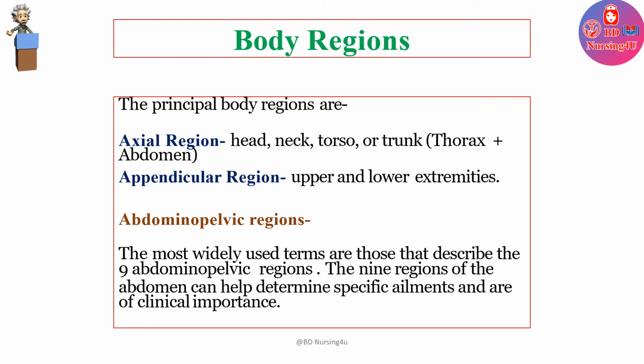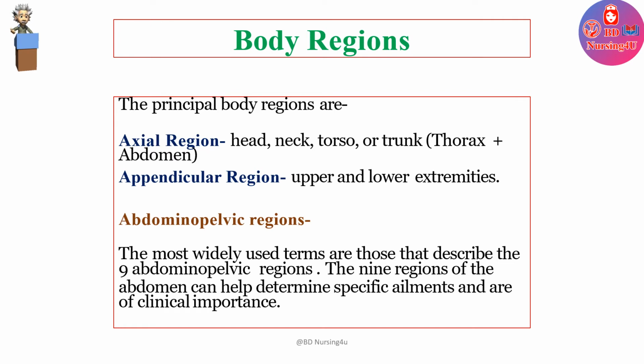Body regions. The principal body regions are axial region, appendicular region, and abdominopelvic region. Axial region: head, neck, torso or trunk, thorax plus abdomen. Appendicular region: upper and lower extremities.